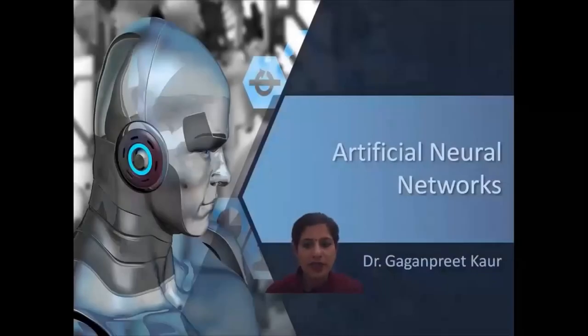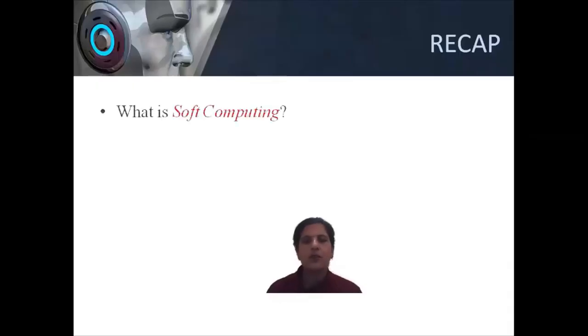Good morning, everybody. Today we are going to start the third lecture on artificial neural networks. In this lecture, we introduce the models of the neuron and we'll talk about the activation functions. Before we move on, we'll take a recap of what has been covered till now.